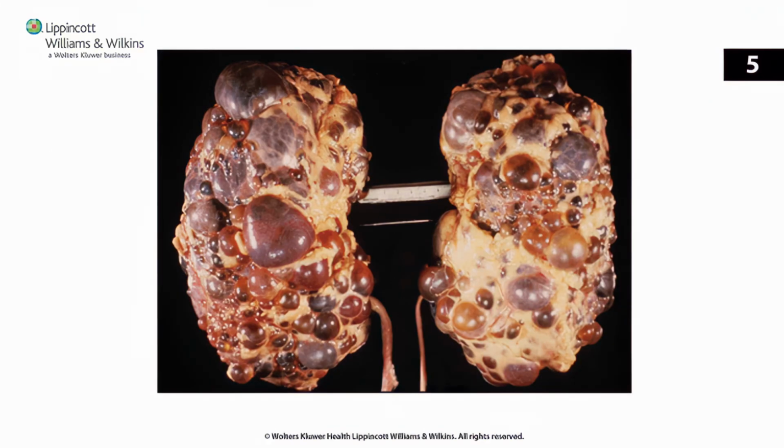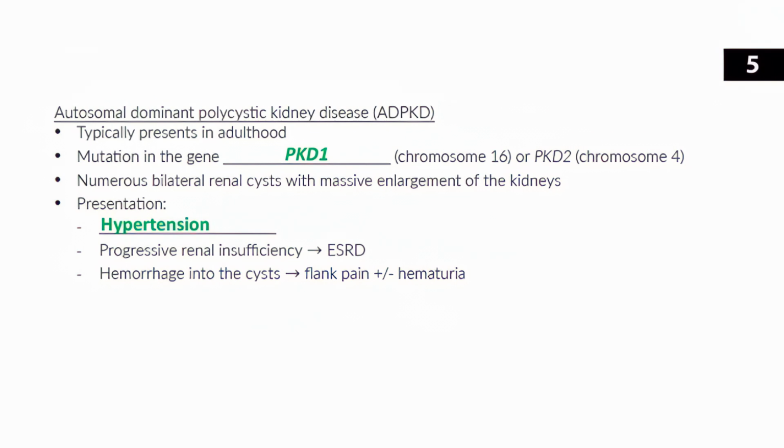It causes many, many cysts to form in both kidneys and massive enlargement of the kidneys, up to 5 times the normal size. These patients usually present with hypertension and renal insufficiency, which gradually worsens as the disease progresses. These patients frequently develop end-stage renal disease and end up on dialysis. They can also have hemorrhage into the cyst, which causes flank pain and sometimes hematuria. They're also at increased risk of kidney stones and urinary tract infection.